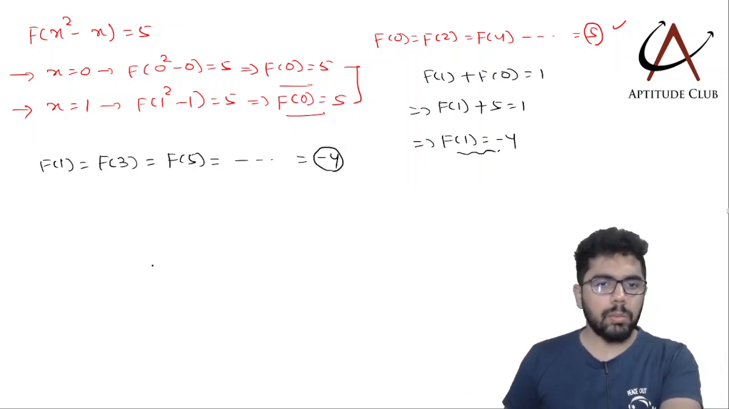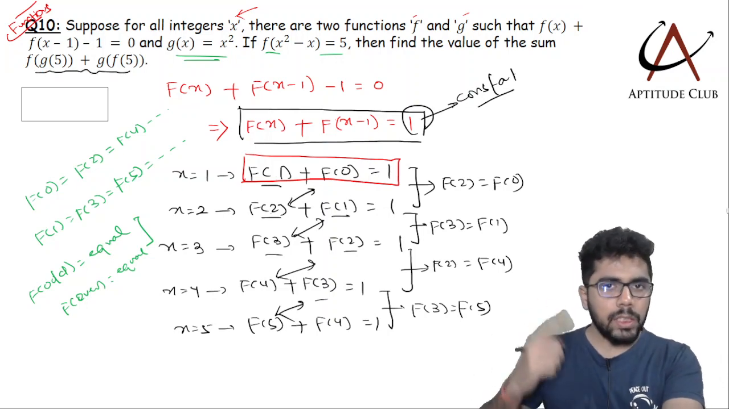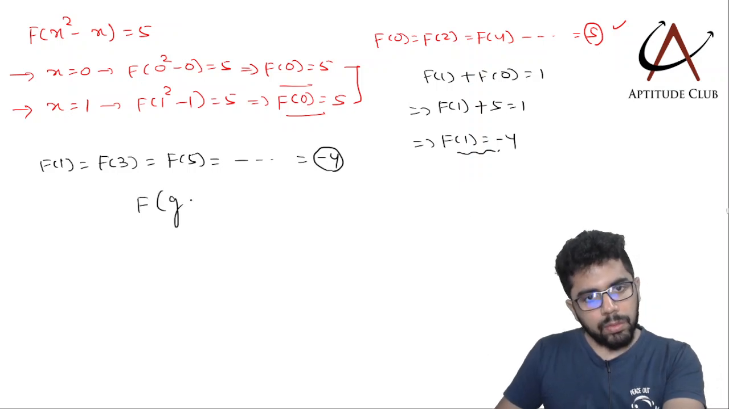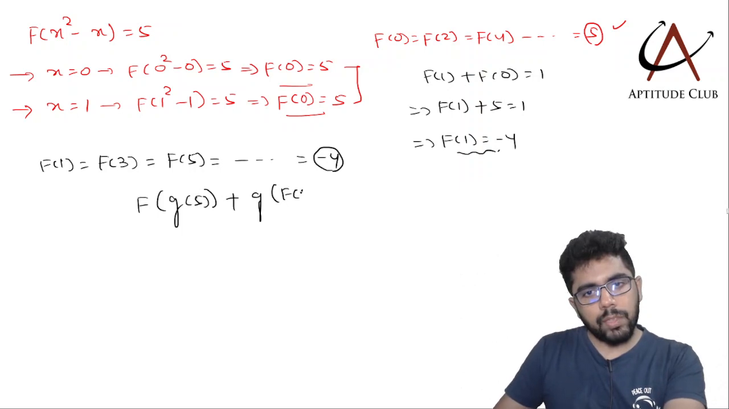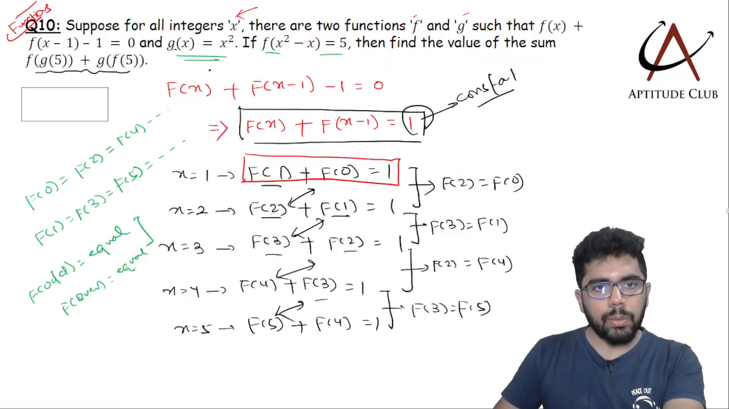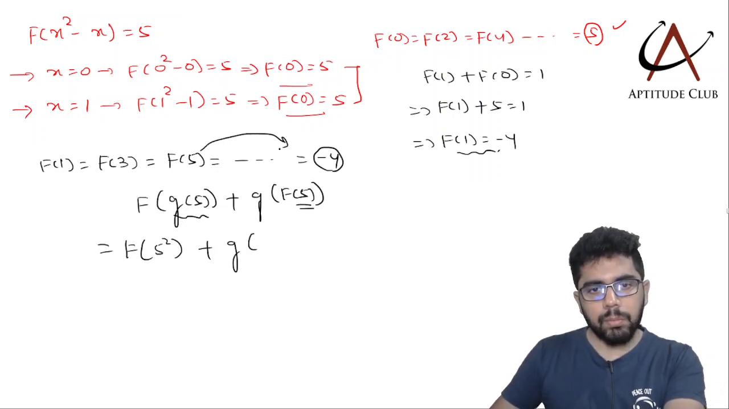Simple. Now let's come to the question. Composite function there, f of g of 5 plus g of f of 5. How much is g of 5? G of x is x square, so g of 5 will be 5 square. And g of f of 5, how much is f of 5? Minus 4.